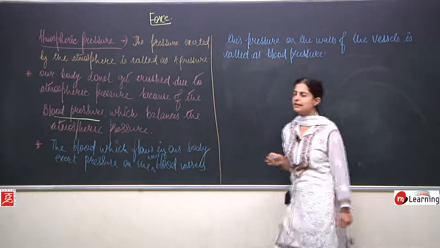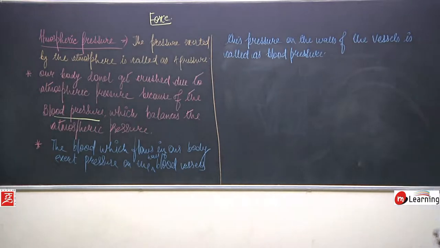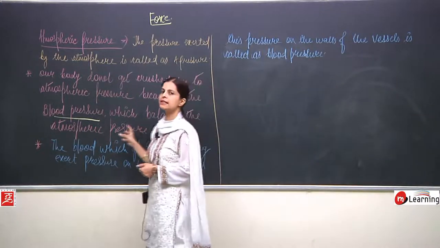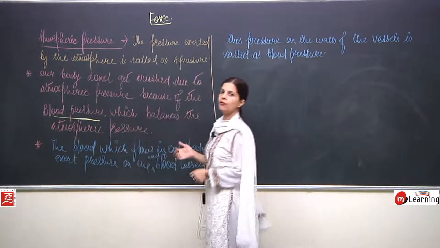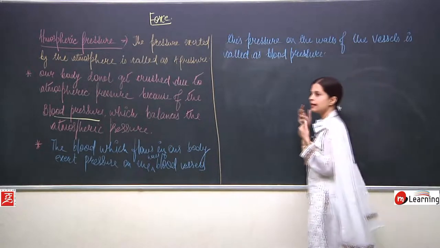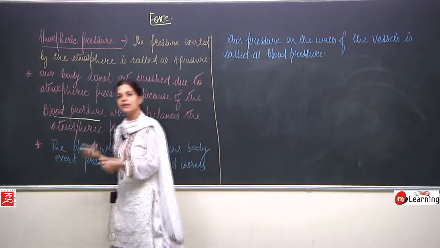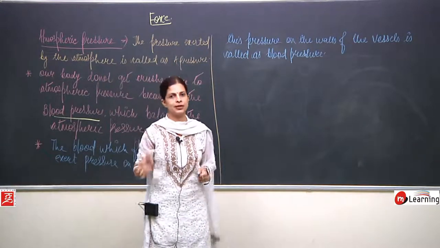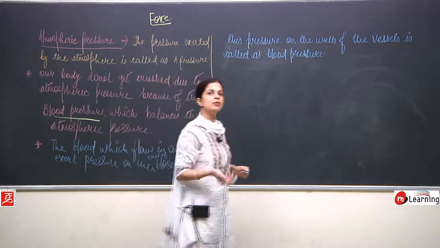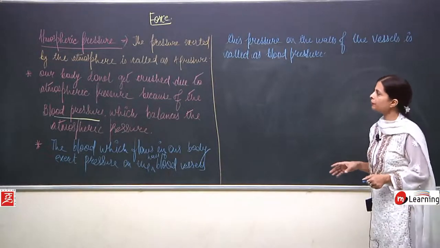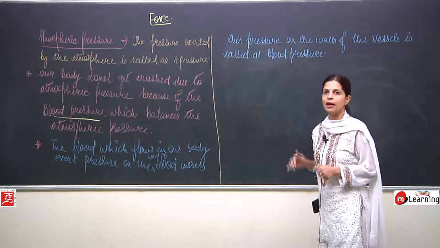Okay, it is known as blood pressure. So now what is there? Blood pressure is balancing atmospheric pressure. If I ask what is blood pressure, then the blood is flowing in our body, in the blood vessels, and the blood is applying force on the walls of the blood vessels. This is known as blood pressure. So that is the reason we are not crushed. We are protected by our blood pressure.